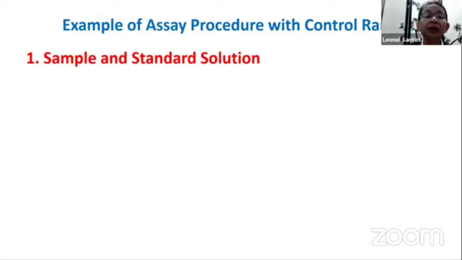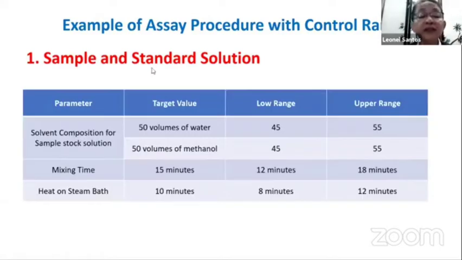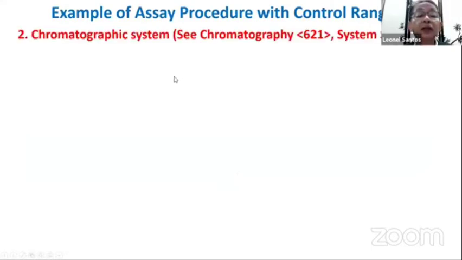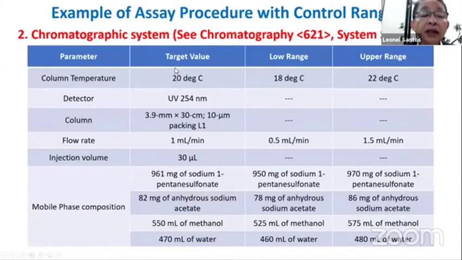For example, in the example that I gave you, the sample and standard solution can have a table that contains parameters. For example, it can have the solvent composition, mixing time, and heat on steam bath, and it would have a target value with a low range and upper range. Similarly, the chromatographic system can have several parameters that would have a target value with a low range and an upper range.